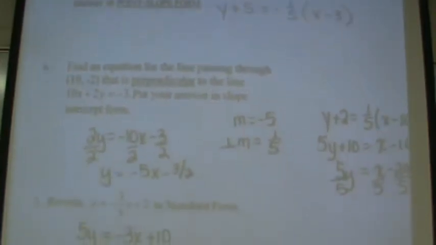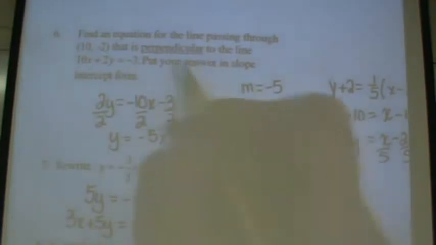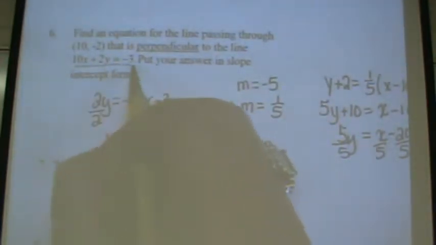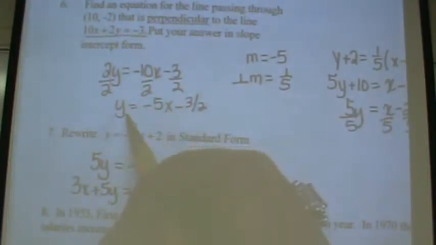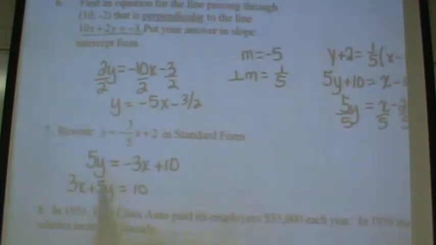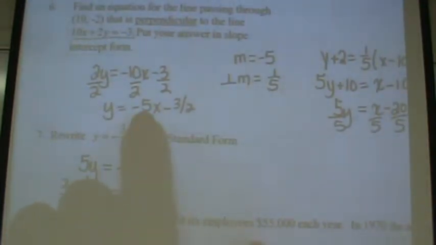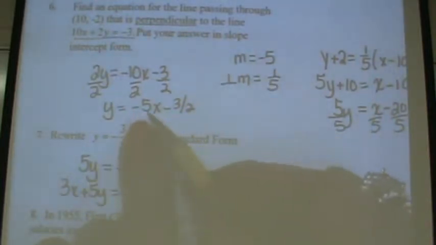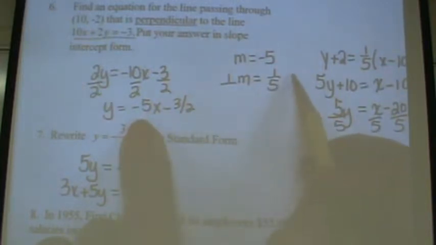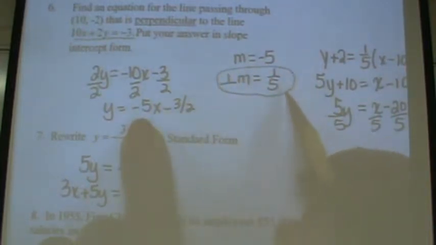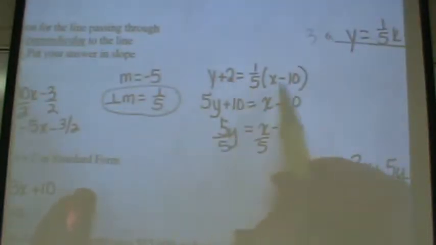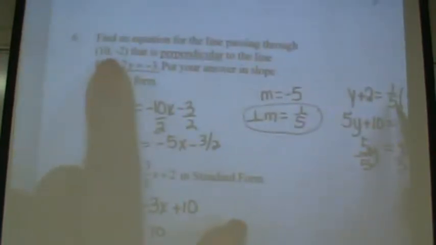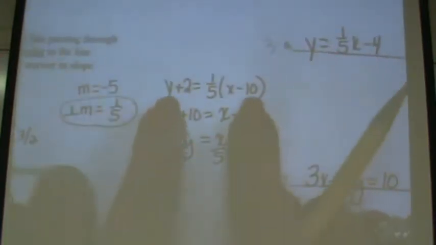Number 6, I want an equation of a line that's perpendicular to this line. So what I have to do is find the slope of this line, which you get by rewriting it in slope-intercept form. So you see, for this line, it's -5, but if I want it perpendicular, I flip this number and change the sign. So the slope I really want is positive 1/5. And I want it to pass through this point, so I'm going to incorporate 10, -2 into this formula.